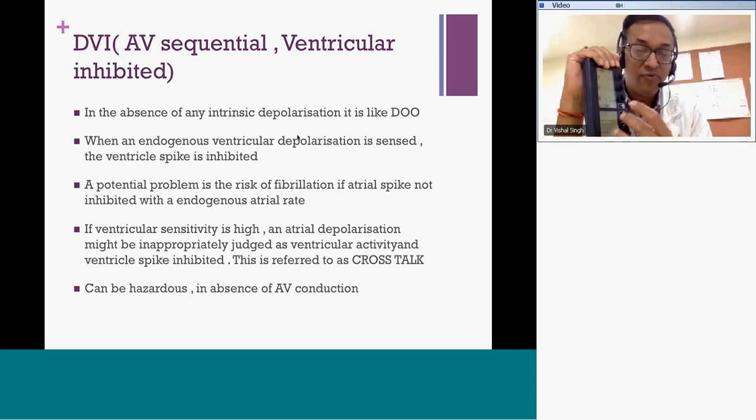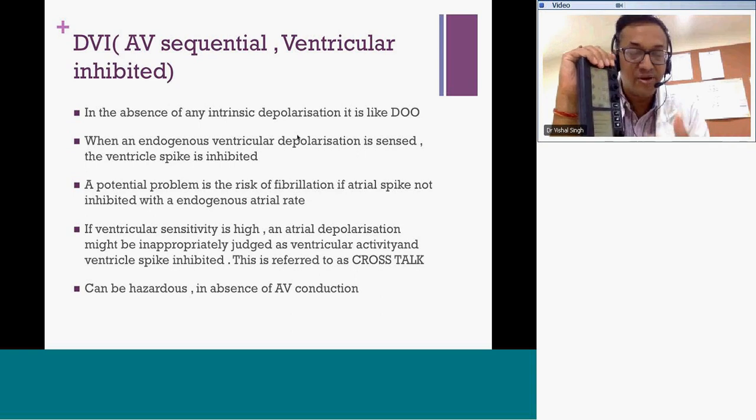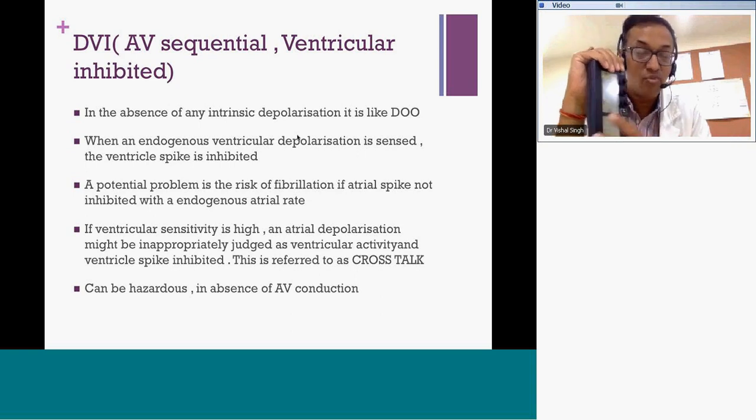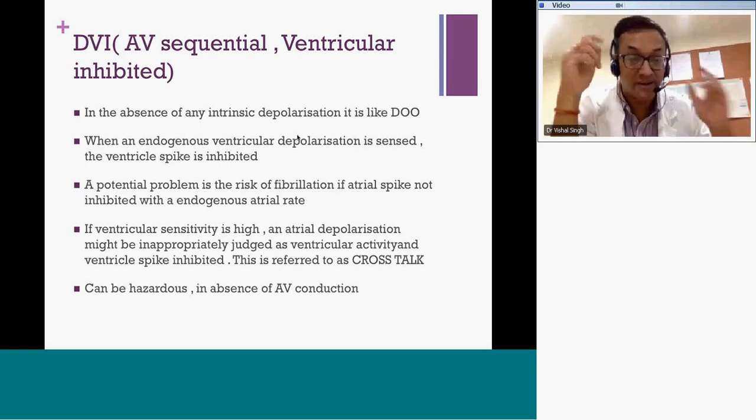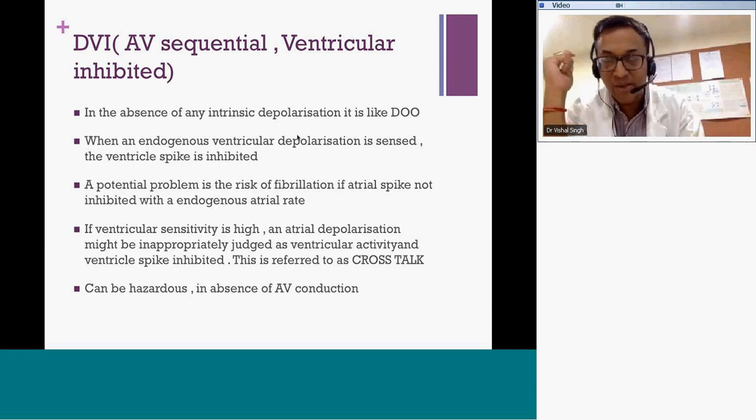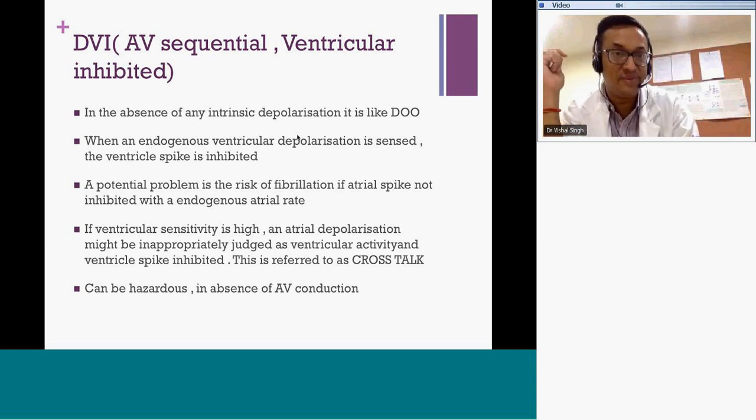You keep it in between, after judging the pacing threshold. Keep half of that. Don't keep it very low, like 0.5, 0.1, 0.3. That will backfire. Okay. This is absence of AV conduction of endogenous beats.